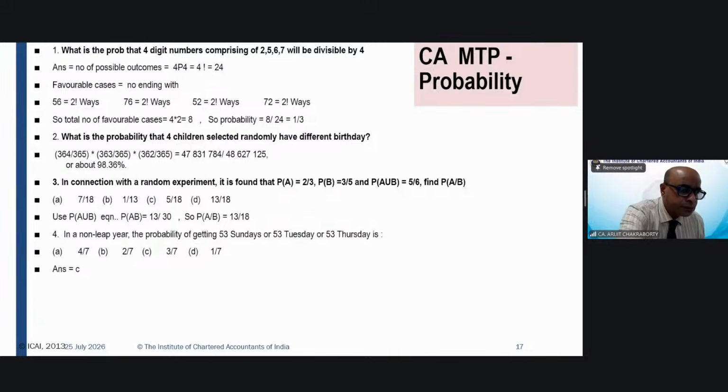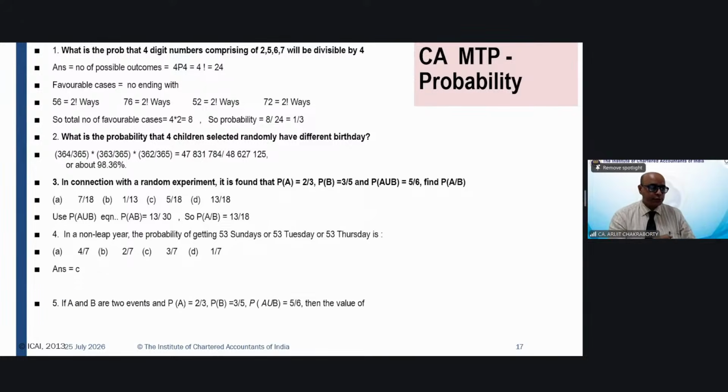It can be either Sunday or Tuesday or Thursday. Please note, therefore, the possible number of outcomes is 7 and the number of favorable outcomes is 3. So the probability comes to 3 by 7. That means we are clicking option C, and this is the logic. I hope you are able to understand the explanation.